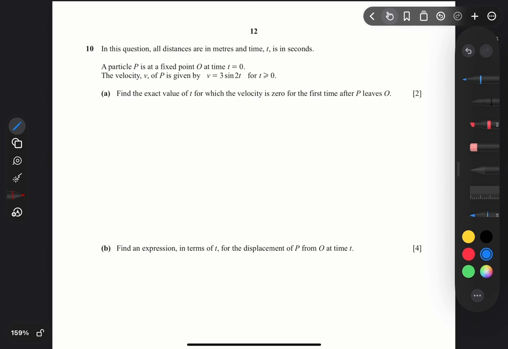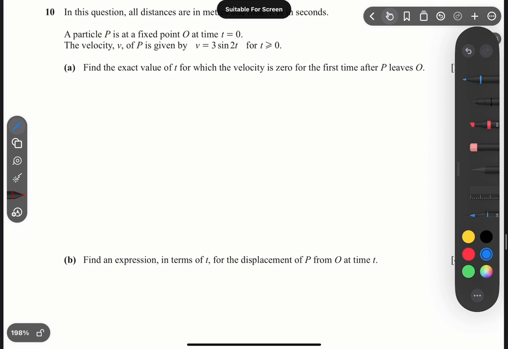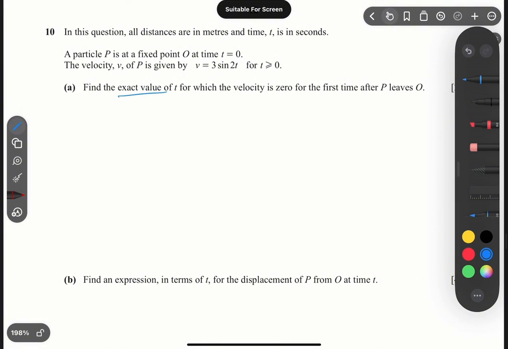Question 10. In this question, all distances are blah blah blah, and a particle P is at a fixed point, the origin, at time t equals 0. The velocity of P is given by this for t larger than or equal to 0. So find the exact value of t for which velocity is 0 for the first time after P leaves the origin.